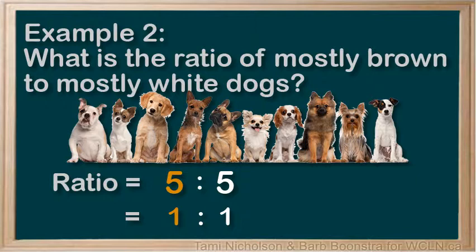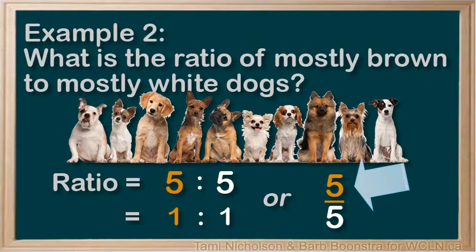Of course, you could have written the ratio as a fraction with the brown dogs on top, 5, and the white dogs on the bottom, another 5. Again, we could reduce this ratio down by dividing top and bottom of our fraction by 5. And we end up with 1/1. Again, just another way to write the same ratio.